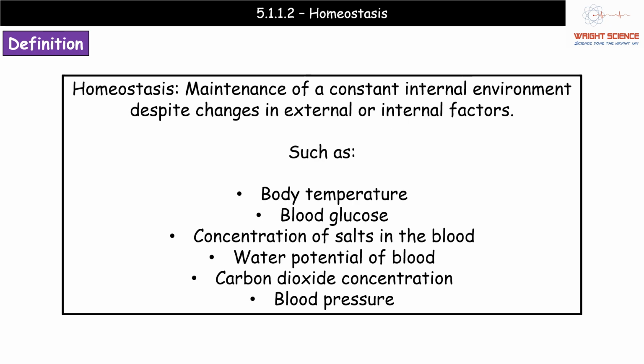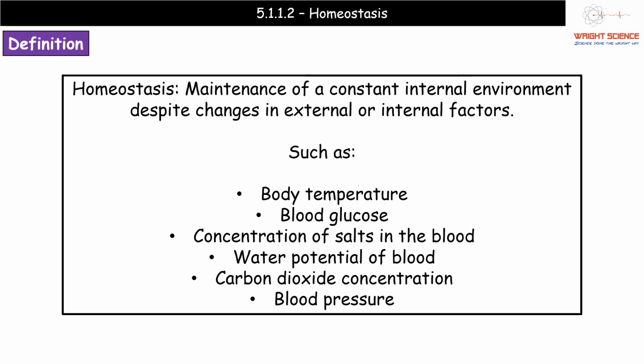First thing then, what we have is our definition for homeostasis. And what you probably learned back at GCSE is the maintenance of constant internal environment. Now, what we are going to add is a little bit more to this. We are going to have maintenance of a constant internal environment, but we're going to add despite changes in external or internal factors. Because what we're really doing now at A level is adding that little bit more detail, a little bit more understanding to what this process actually is.